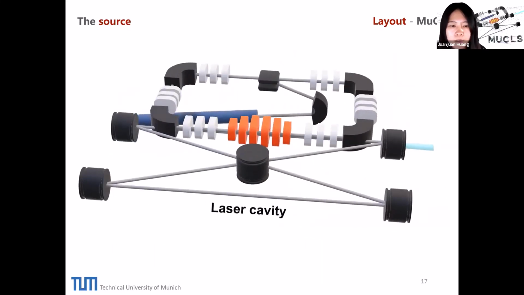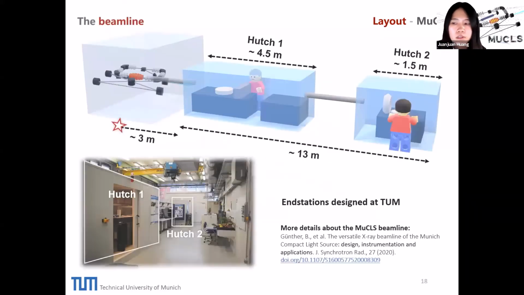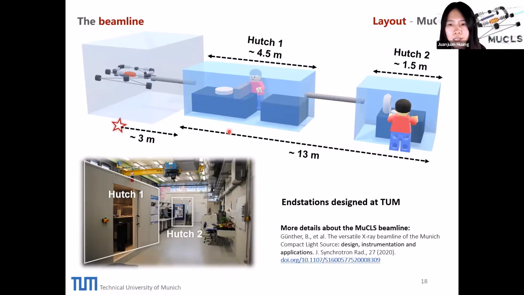At the same time, an infrared laser is also produced and enhanced to a power of up to 350 kilowatts in this laser cavity. And this laser collides with the electrons, therefore generating X-rays. The generated X-rays can be delivered into 2 experimental end stations, and these end stations are not part of the commercial system and have been designed and built by our group.